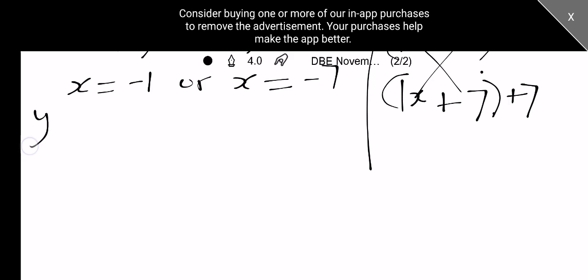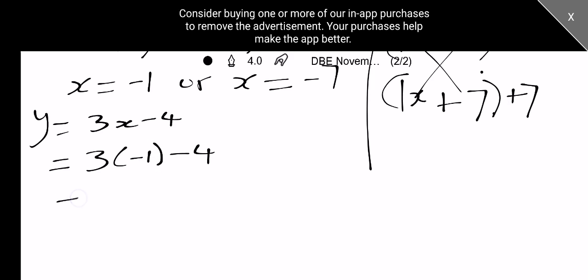Remember, our equation 1 was y equals 3x minus 4. Now let's substitute in the value of x here. It's going to be 3 into negative 1 minus 4. It's going to be negative 1. If you simplify that, 3 times negative 1 is negative 3.